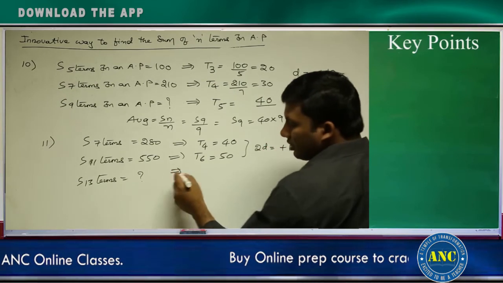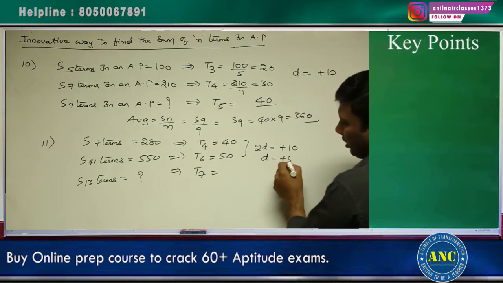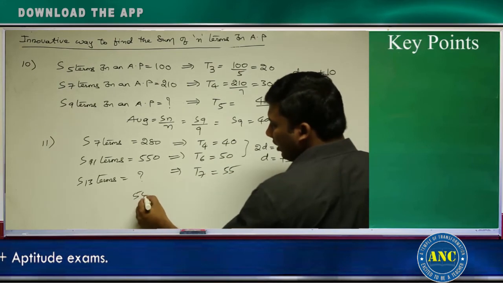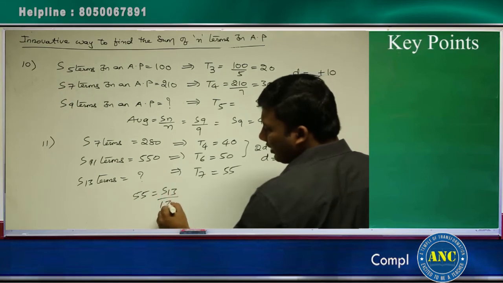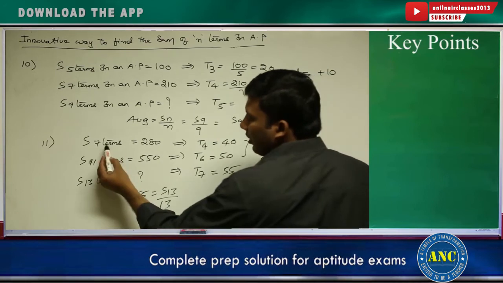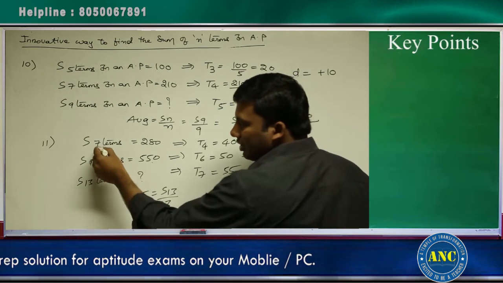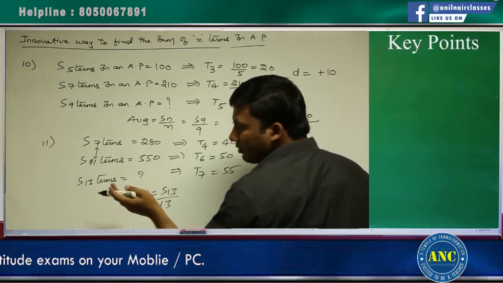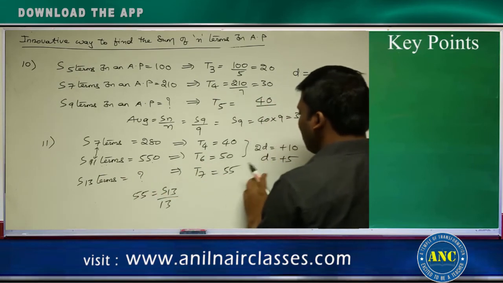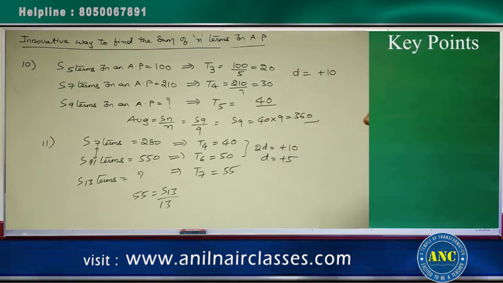13 terms, 6 to the left, 6 to the right. T7, how much? 2D is plus 10, so D will be 5, and T7 is 55. So the answer will be 55 equivalent to S13 by 13. Or otherwise, 7 40s are 280, 11 50s are 550. The difference is 4 terms, so 15 terms will probably become 60. 15 will become 60, so 13 will become how much? It is 13 into 55. Please write down.